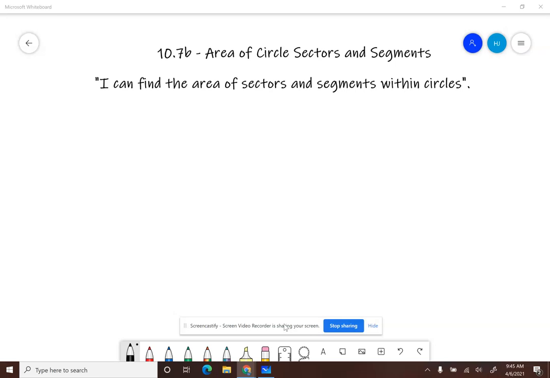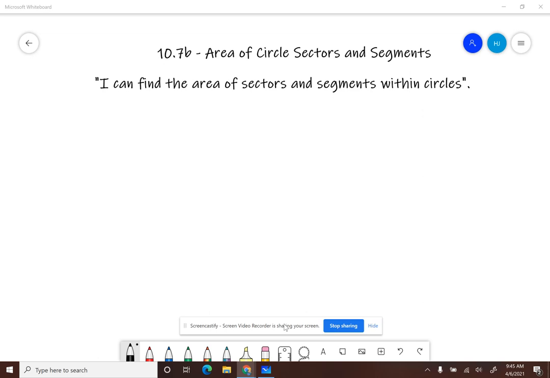All right, guys, we're going to be talking about 10.7b, area of circles, sectors, and segments. And our mission is: I can find the area of sectors and segments within circles. So let's start where we have already been starting, and actually where we've been over the past couple of days.